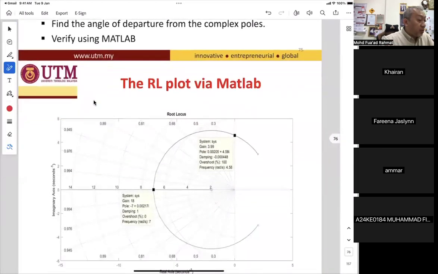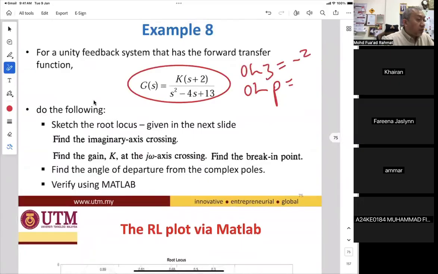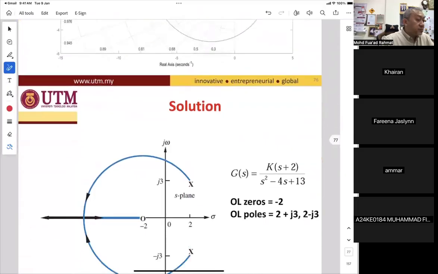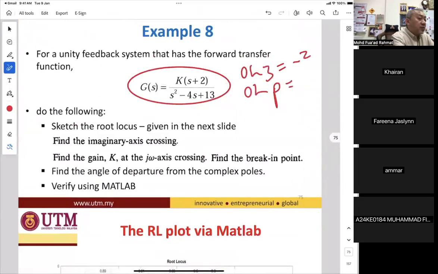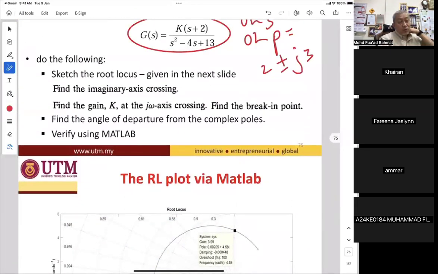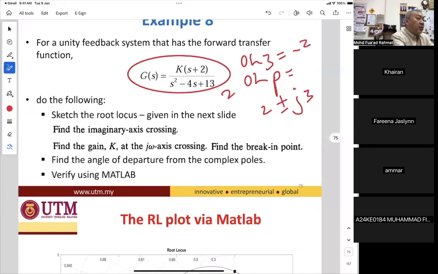Can somebody press the calculator, please? What are the roots for s square minus 4s plus 13? 2 plus minus j3. So that is the open loop poles. So we have 2 open loop poles and 1 open loop zero.